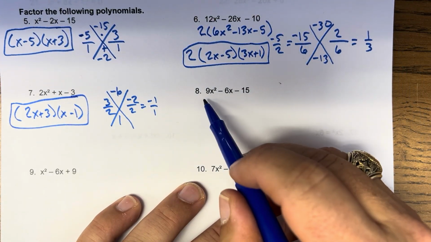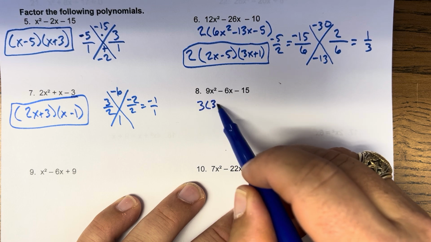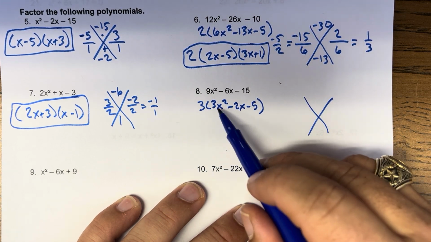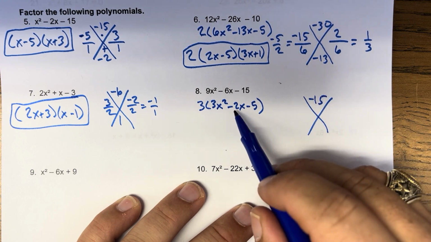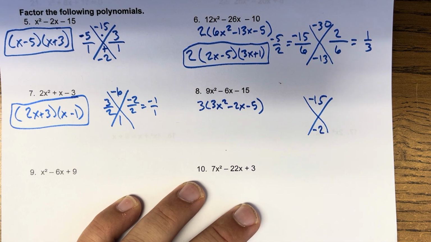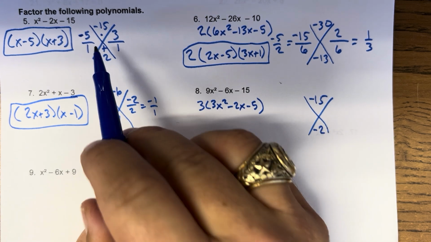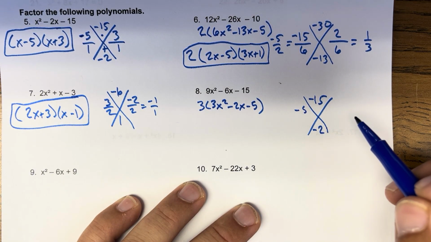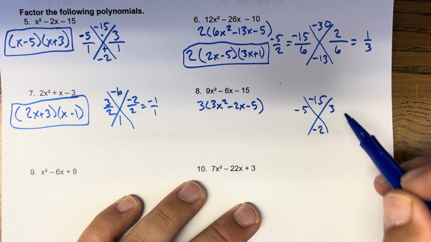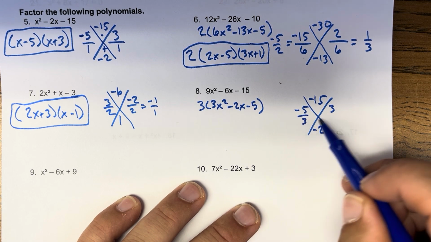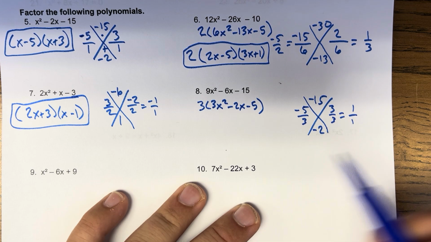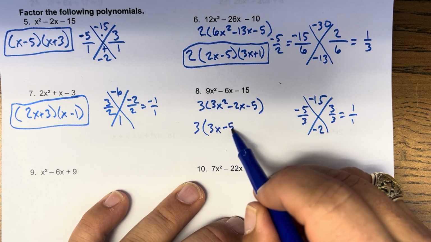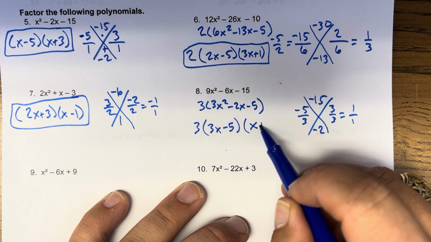I can divide all these by 3, so I'm going to take out a 3. I'm left with 3x squared minus 2x minus 5. And so on top is going to be 3 times negative 5, which is negative 15. On bottom is going to be negative 2, which is very similar to the one we did over here. So it's going to be the same numbers, negative 5 and positive 3. But this one we're going to divide by 3, which is my a. So the 3 is going to go in front, then I have 3x minus 5 and x plus 1.